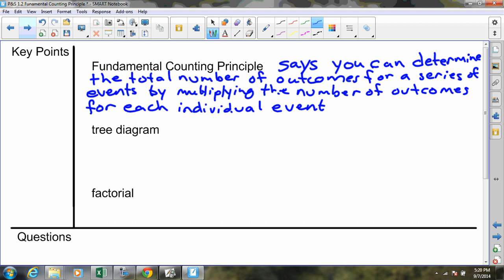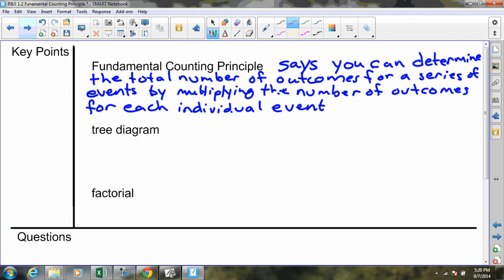So there you are. Fundamental counting principle says you can determine the total number of outcomes for a series of events by multiplying the number of outcomes for each individual event. Yeah, that's a lot. That's why we don't expect you to memorize it. Again, knowing how it works is more important than being able to recite the stuff that we have in blue.